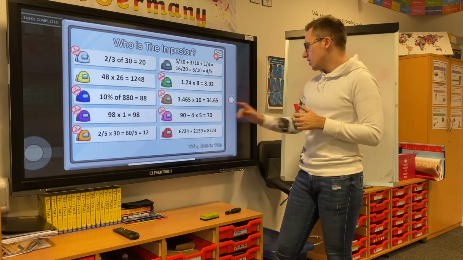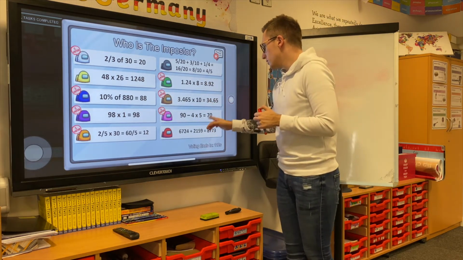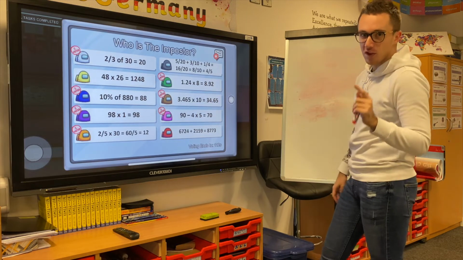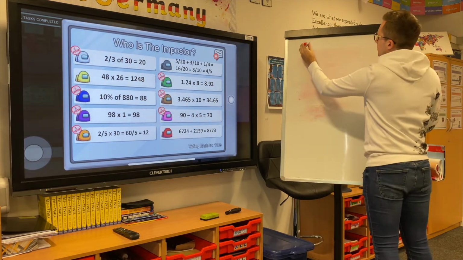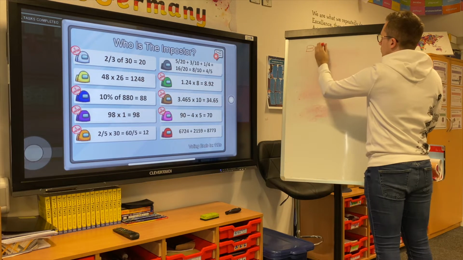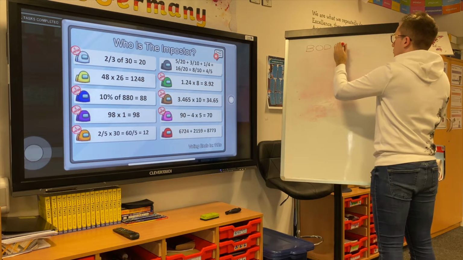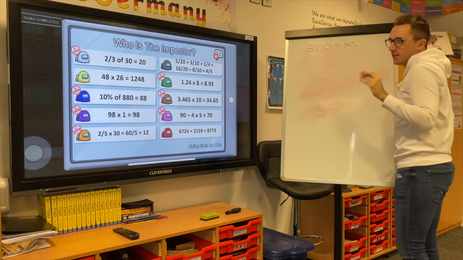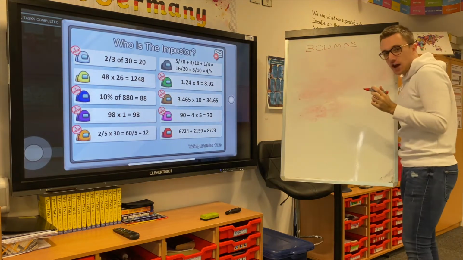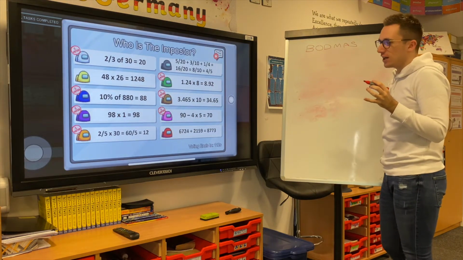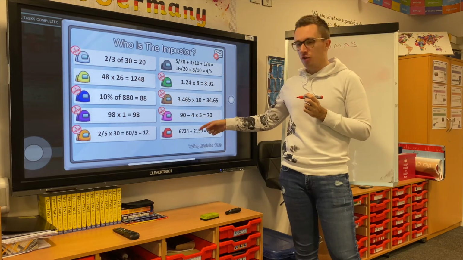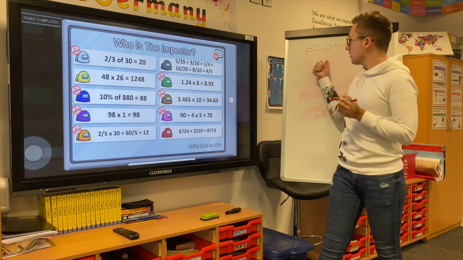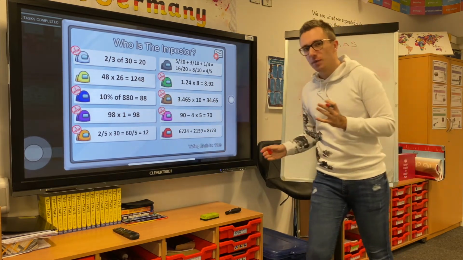Pink, 90, take away 4 times 5. Now we used to use BODMAS for this, which I spoke about briefly yesterday. Well, you may have heard of it called BIDMAS. It doesn't really matter. Basically, it tells you the order you have to do things when you've got more than one symbol in your question. So here we have a takeaway and a times. So this tells us the order we do them in.